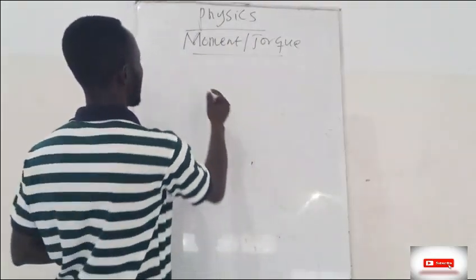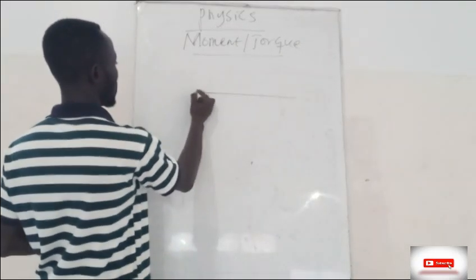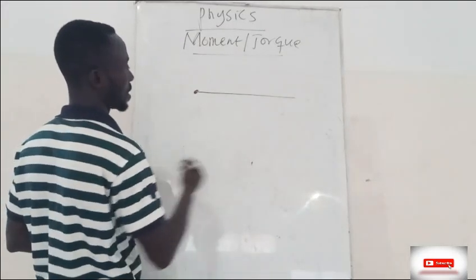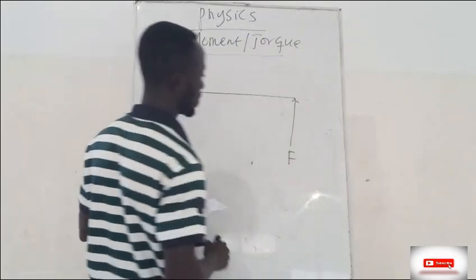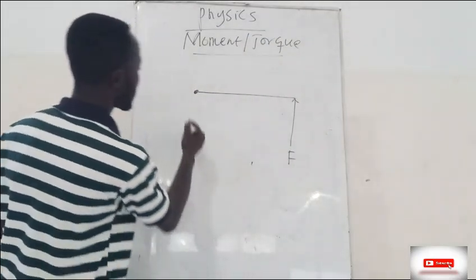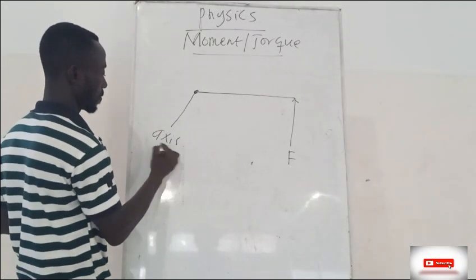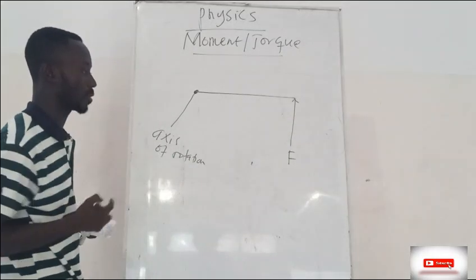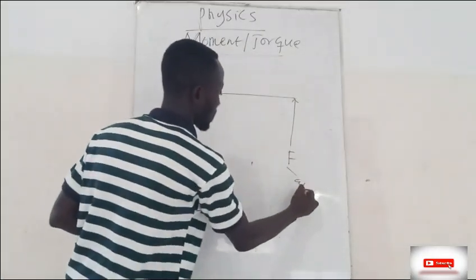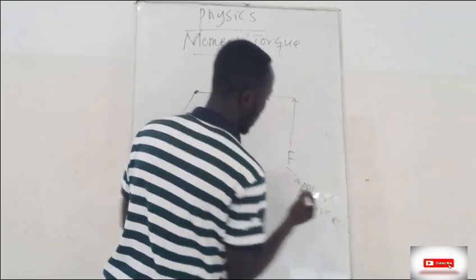So let's say this is my spanner. This is where the rotation occurs, and this is where I apply my force. Now, the point where the rotation occurs, we call it the axis of rotation. So this is the applied force.